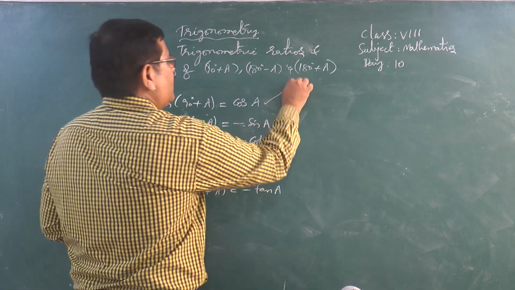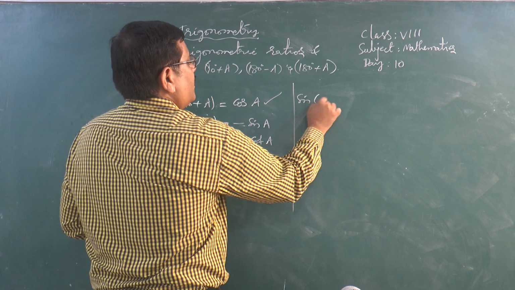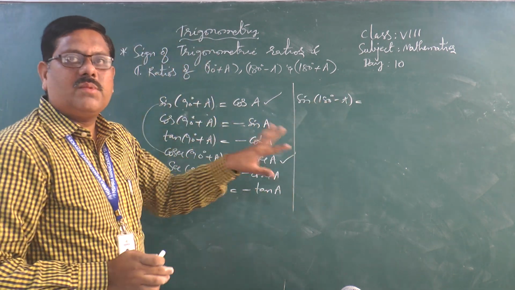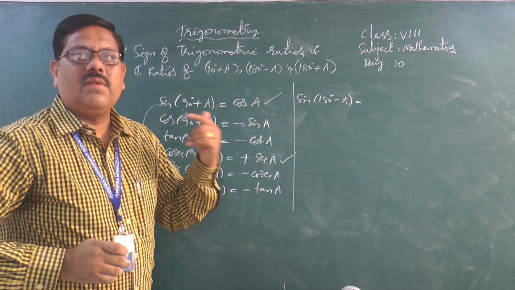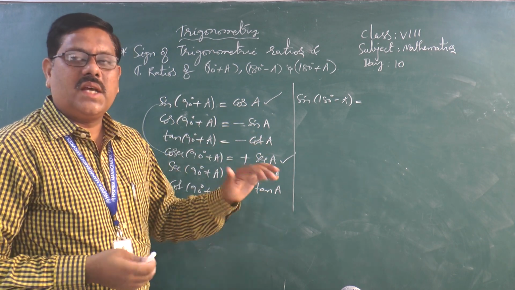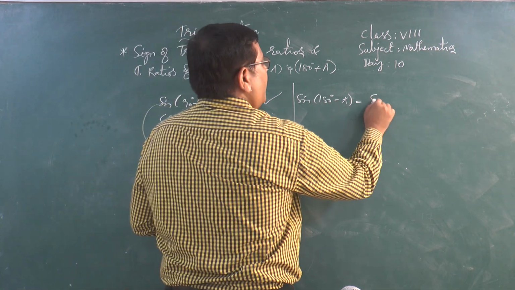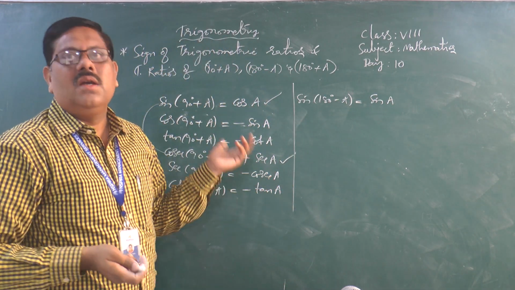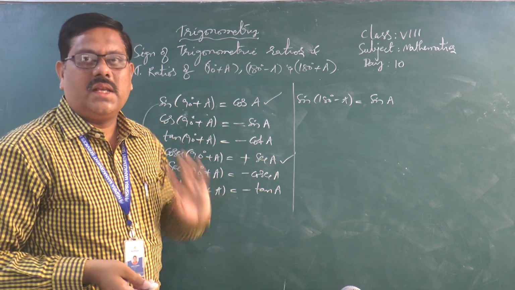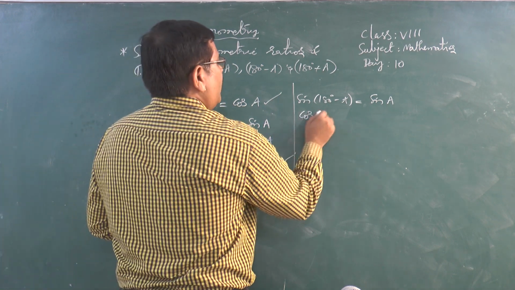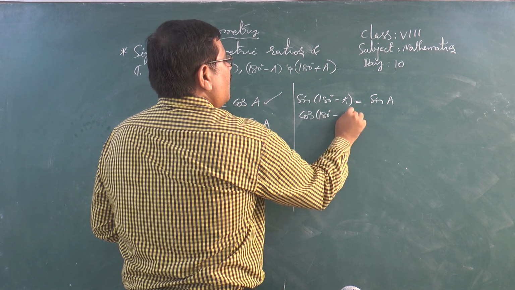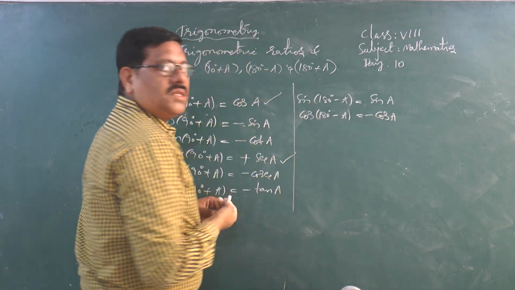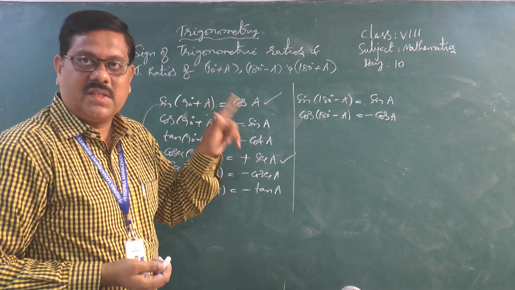What about 180 minus a? If we take sine of 180 degrees minus a, 180 degrees is 2 times 90, an even multiple of 90. So with an even multiple of 90 the function remains the same. Sine remains as sine, so sine a. What about the sign? 180 degrees minus a lies in the second quadrant, where sine is positive, so the sign is positive. If we take cos of 180 degrees minus a, it gives cos a. What about the sign? Minus, because cos is negative in the second quadrant.